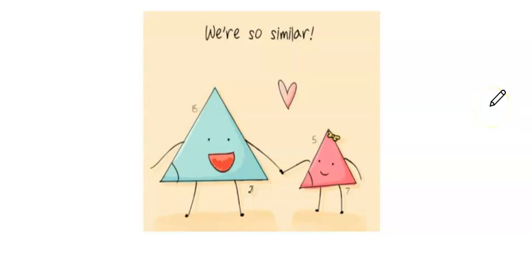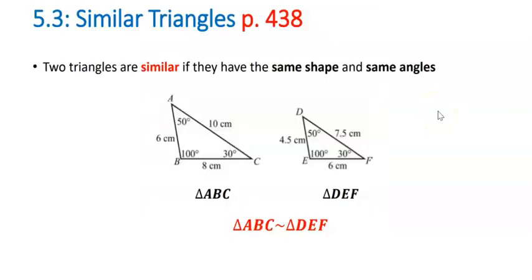Hello, in this video we're going to take a look at the concept of similar triangles. Similar triangles are triangles that have the same shape and therefore the same angles. They do not have to be the same size.